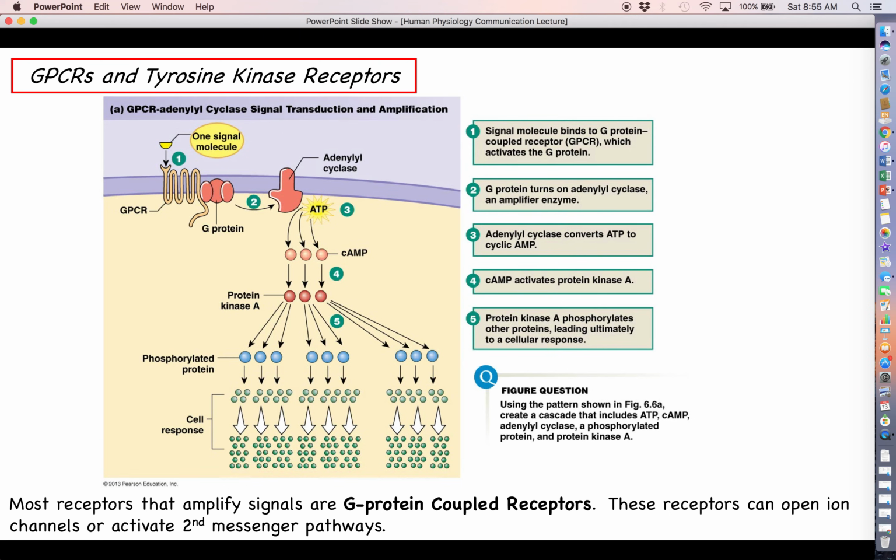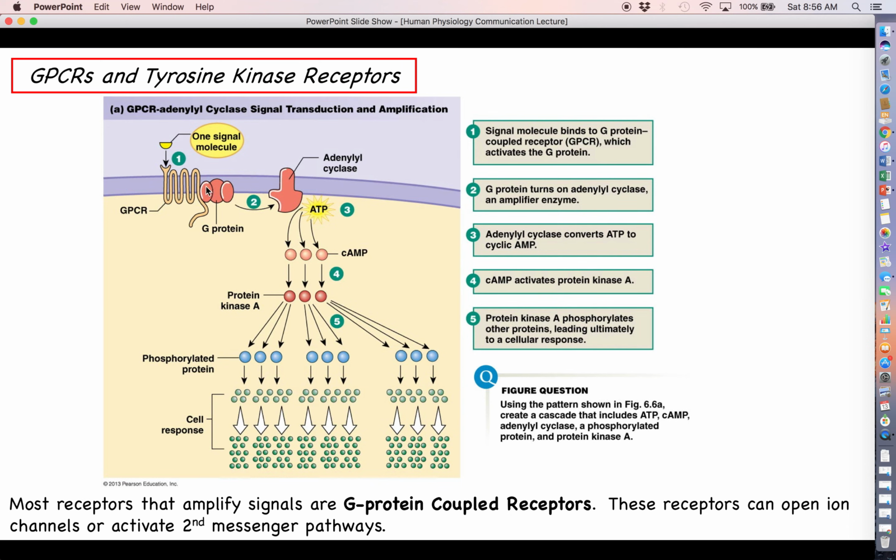So the other major signal transduction mechanism, the one that we are going to see most commonly, is called a G-protein coupled receptor mechanism. This one is going to look a little bit complicated, so I don't want you to freak out about that just yet. We're not going to be responsible for understanding every single little detail here, but there are some things that I do want you to take note of.